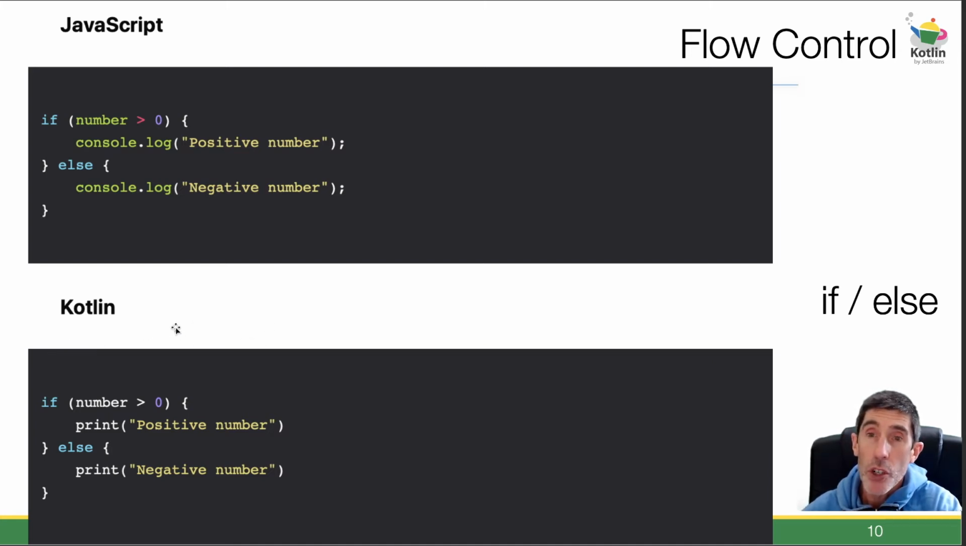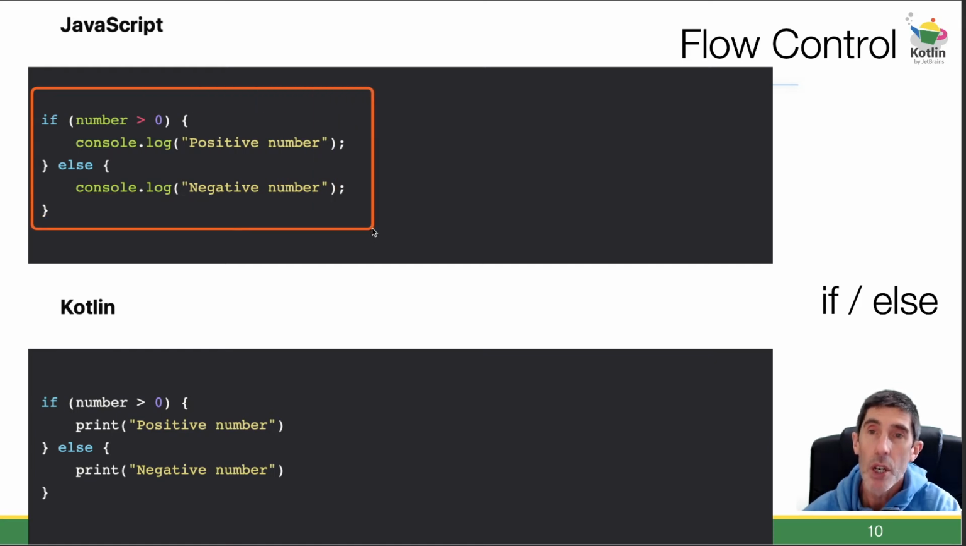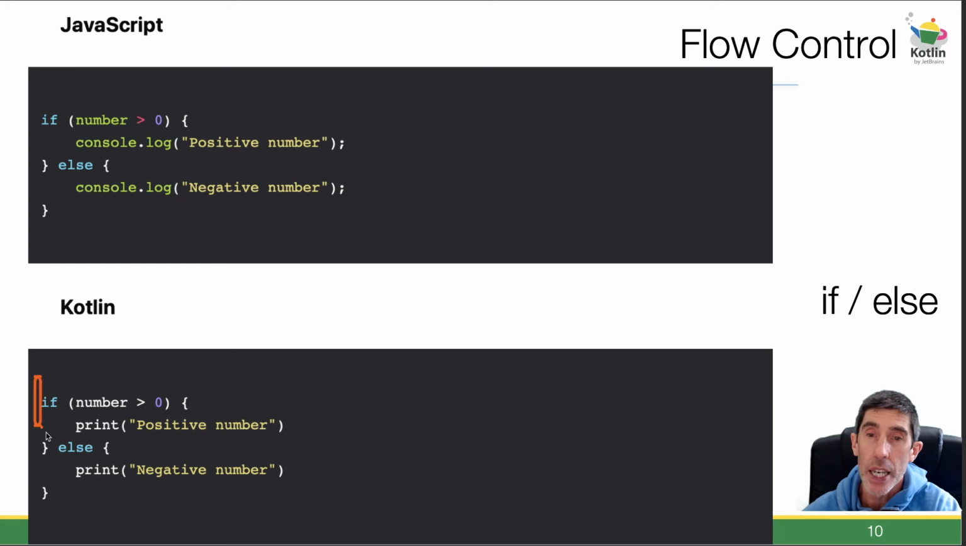To talk a little bit about flow control. So the first one there, very common, are if else. In JavaScript, we'll say something like this: if our condition, in this case number greater than 0, do something, or else do something else. In this case, just a console.log. Virtually identical in Kotlin. So same condition, just a slightly different statement to print it out. No semicolons, but other than that, identical. So again, no major difference there between JavaScript and Kotlin.